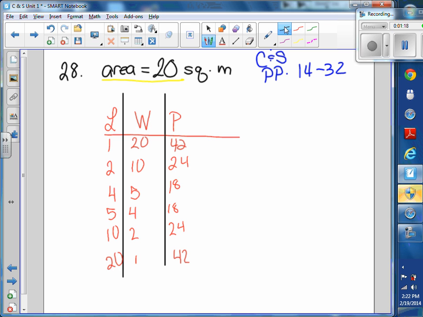Okay, so we're going to start with 28 because they all work the same. So when you see the word dimensions, that's, for starters, you need to know. That just means the length by the width.